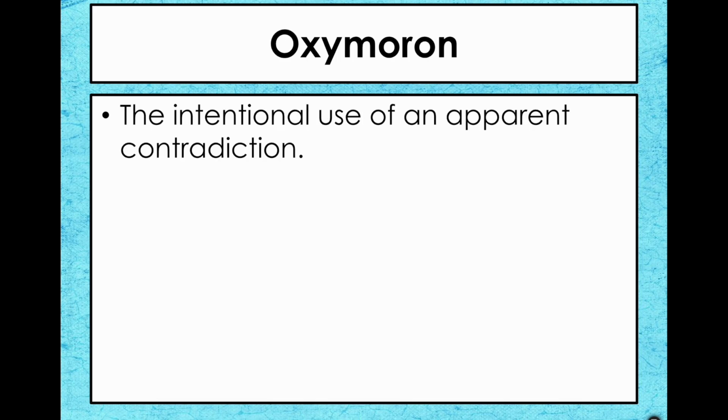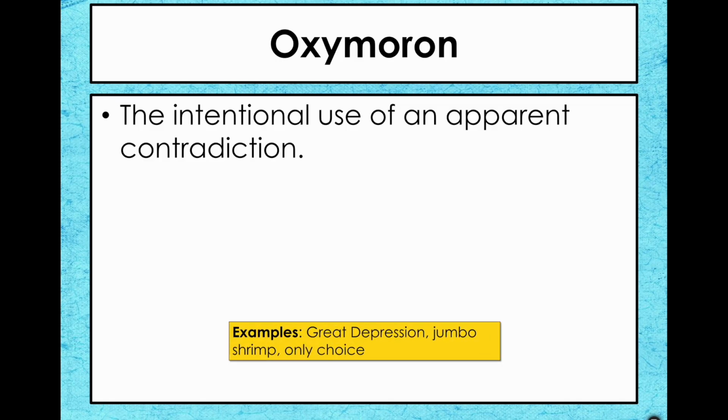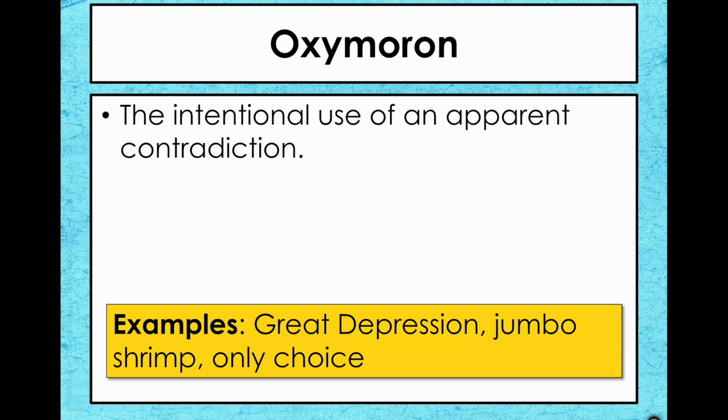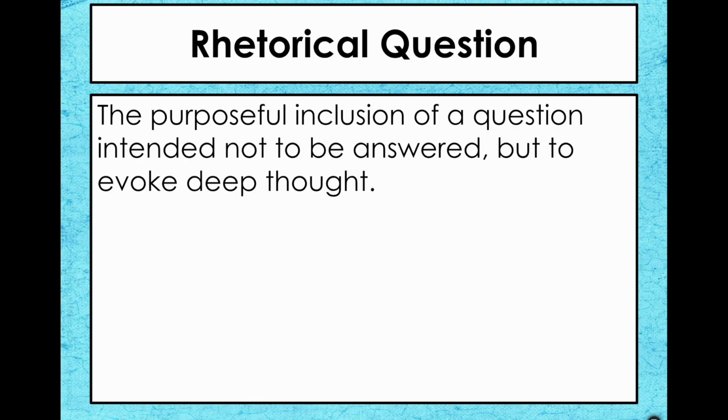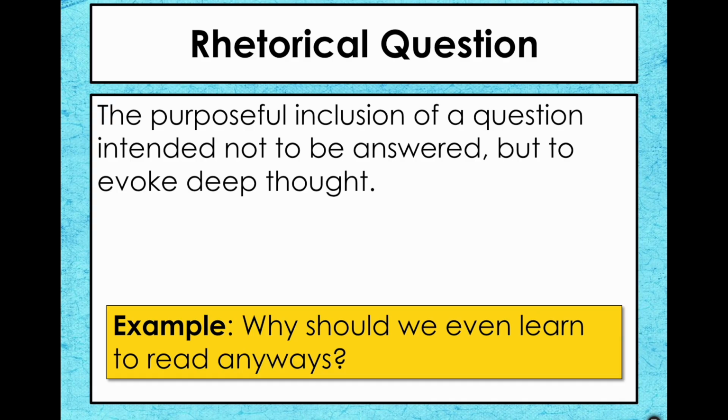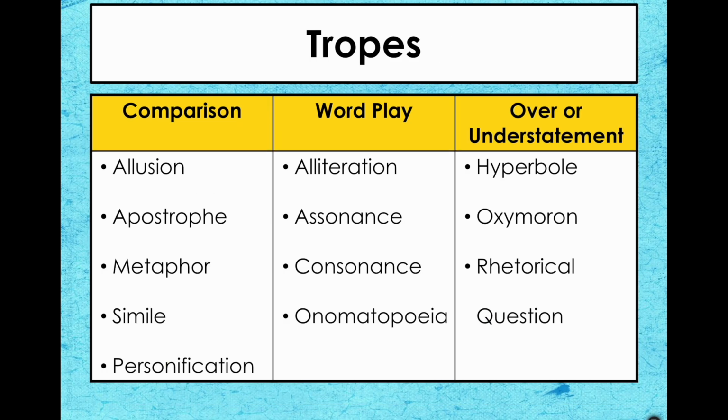Oxymoron, we should be familiar with. It's the intentional use of an apparent contradiction. Phrases like Great Depression, jumbo shrimp, only choice. Next, we've got rhetorical questions. This is the purposeful inclusion of a question intended not to be answered, but to evoke deep thought. The purpose of these is for people to consider what you are asking in that question. So why should we even learn to read anyways? That is a rhetorical question, not meant to be answered.